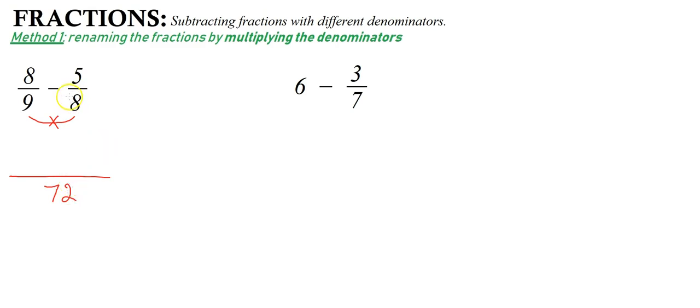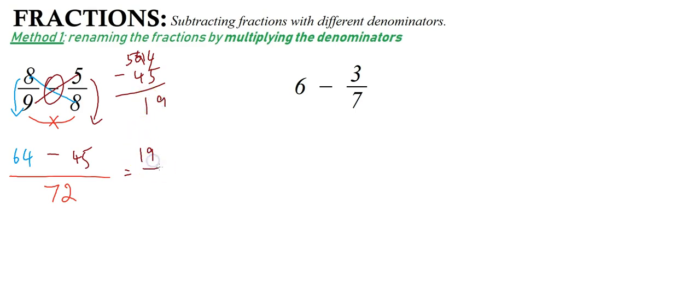So we do that by multiplying on the diagonal, 8 by 8, and that is 64, and we drop that down. We do the other diagonal, and we go 9 times 5, it's 45, drop it down, and we are subtracting. So what we have here is 64 minus 45, right? So borrow 1, that's 19. So we've got 19 over 72. Can that be simplified any further? No, it cannot, and that is the final answer.